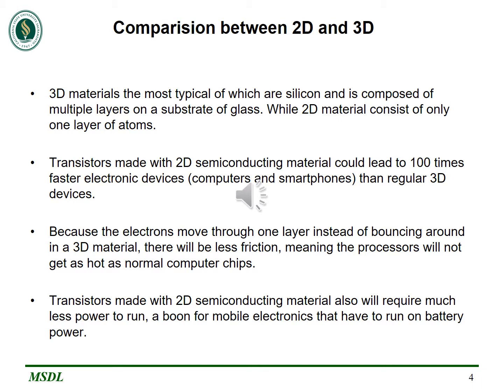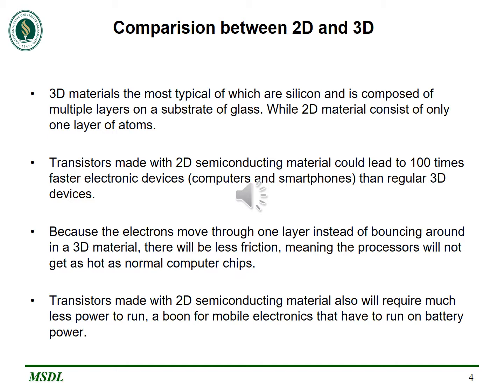Let's talk about the difference between 2D and 3D. Why have we chosen 2D over 3D? We have a number of 3D materials. The most common one is silicon, which is composed of multiple layers on a substrate of glass, while the 2D material consists of a single layer of atoms. As we have a single layer, the charge carrier can move only in that direction, while in the case of 3D material, the charge carrier can bounce around in any direction. That's why a transistor made with 2D semiconductor material could be 100 times faster than a regular 3D device.